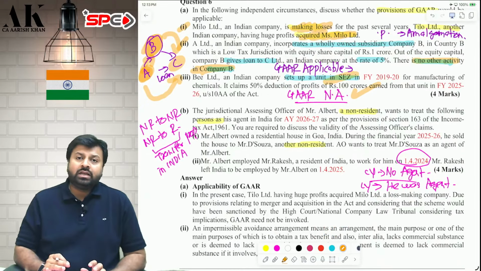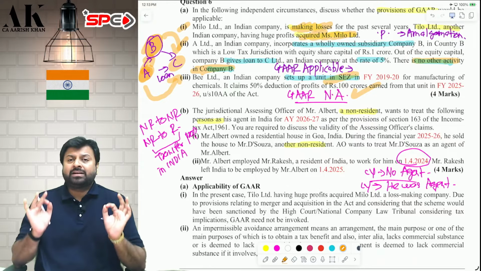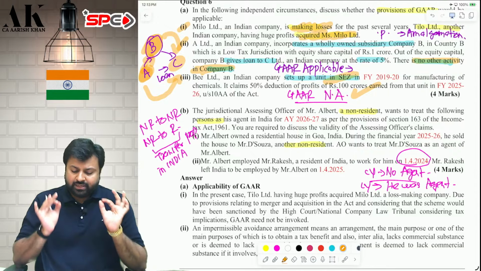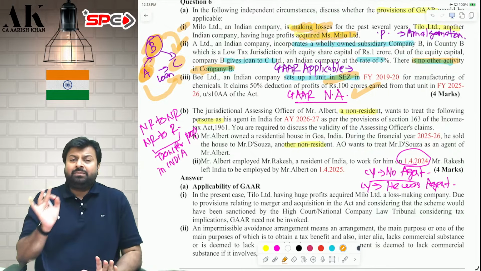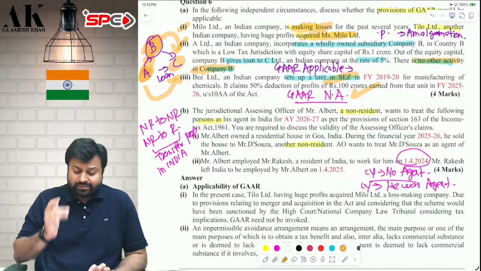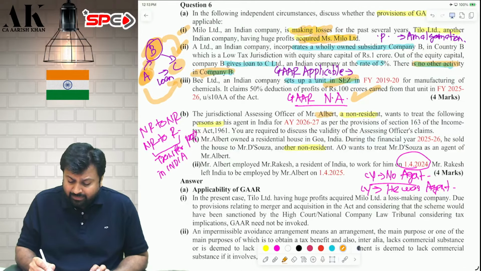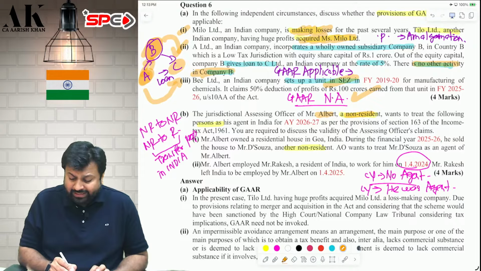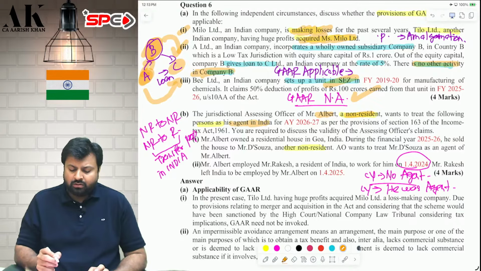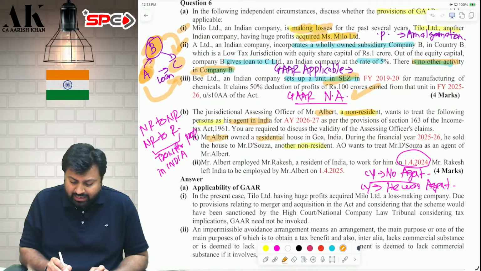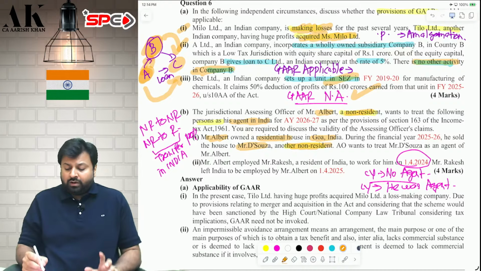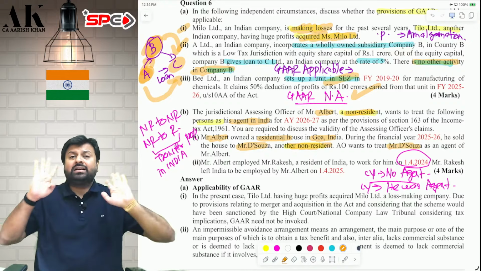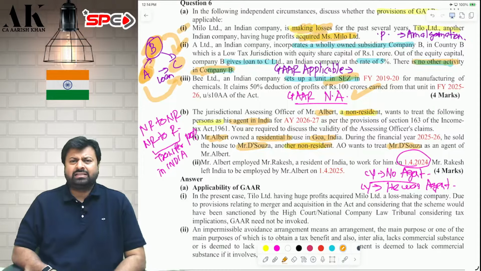And one last question is on declaration of a person as an agent under section 163. We need to say whether the following person can be declared as an agent under section 163 or not. The AO of Mr. Albert, a non-resident, wants to treat the following person as his agent. First, Mr. Albert has a house in Goa. During the year, he is selling this house to Mr. D'Souza, another non-resident. Now, AO wants to treat Mr. D'Souza, that is the buyer, as an agent. Can he declare the buyer as an agent? The answer is yes.